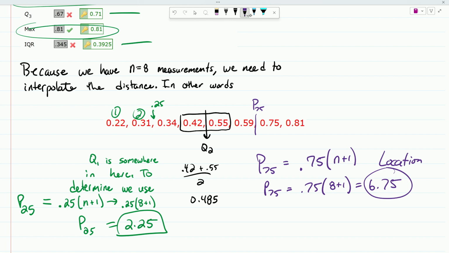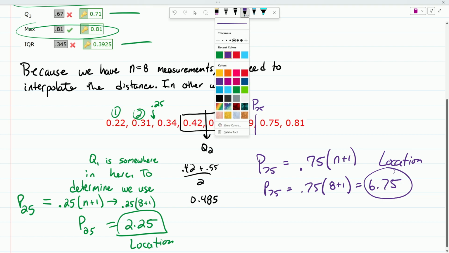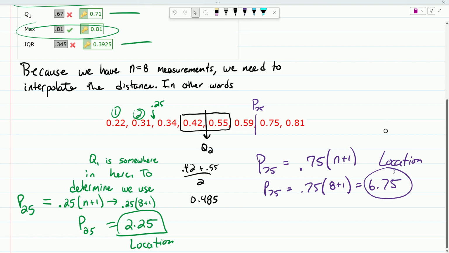Same thing over here in green. This 2.25 is the location of the 25th percentile. So if I go from left to right, I already have 1, 2. Here's our third data value, our fourth data value, our fifth data value, our sixth data value. And then somewhere in there, that 0.75 more distance is the actual location of the 75th percentile. So now that we know their locations, we can go ahead and find them.